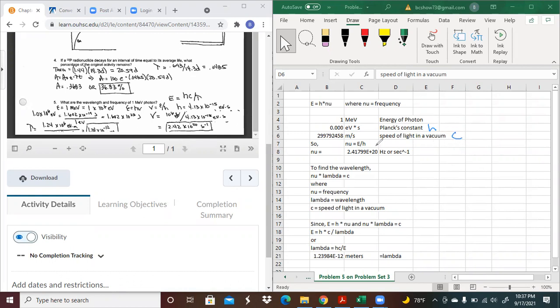Now, we know that the energy of a photon is h nu. If I know this, and this is a constant, I should be able to figure that out. And how do I figure that out? Well, I take E and divide it by H. So when I take E and divide it by H, I am taking 1 MeV and dividing it by 4.136 times 10 to the minus 15th.